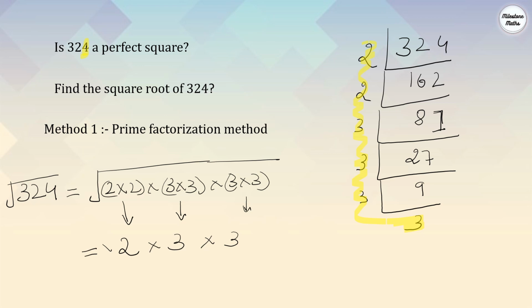We will remove the square root sign. So 2 into 3 into 3 we will get 18. So the square root of 324 is 18. Or you can say, if you find the square of 18, you will get 324. So through the prime factorization method, we have got the square root of 324. Now let us see another example.